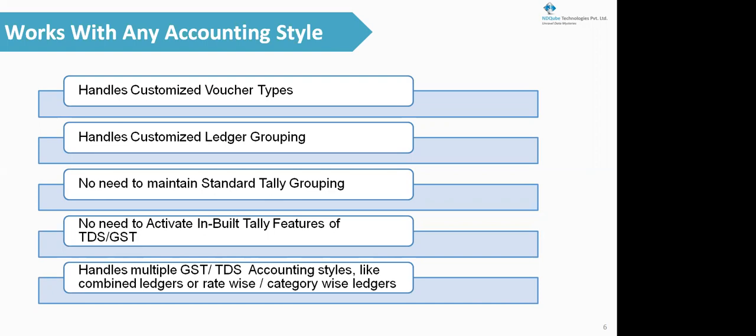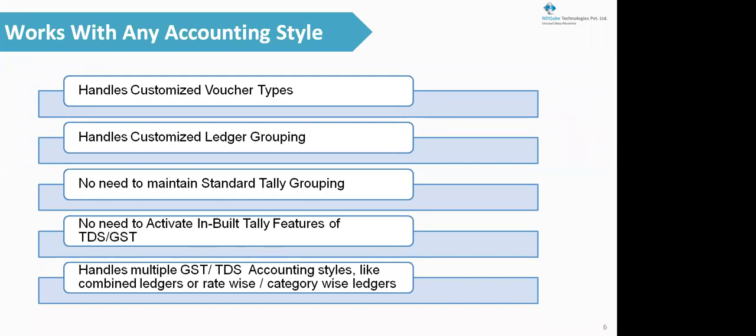Again, for running the scrutiny, you don't have to maintain the standard Tally grouping. Any kind of Tally grouping is taken care of by the software, because the software is very, very flexible. It is a configurable one. You don't even have to activate the inbuilt Tally features for TDS and GST, and it handles multiple GST and TDS accounting styles.